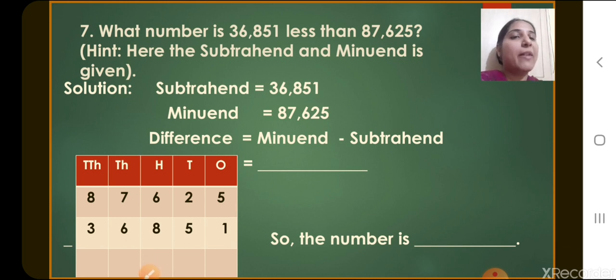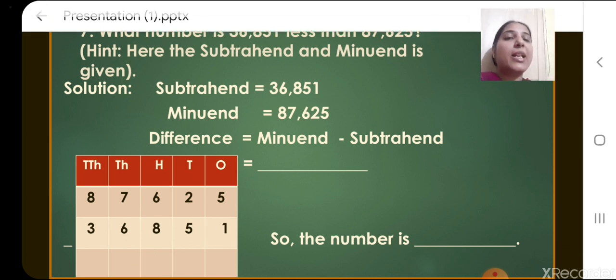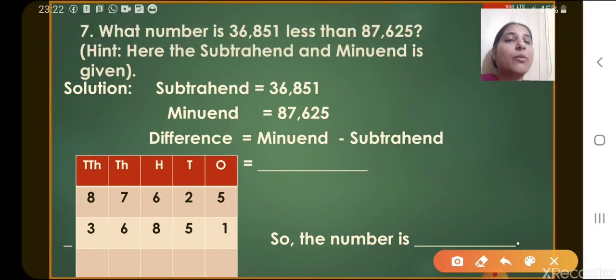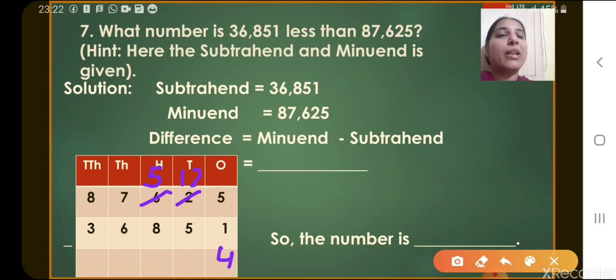So let's find the difference here. What will we get here? 5 minus 1, 4. Now look at the tens column. 2 minus 5 is not possible. It means we have to borrow from the hundreds place. So when we borrow 1 from the hundreds place, what will be remaining here? 5. Whereas at the tens place, now we have 12. So 12 minus 5, what will we get, children? 7.